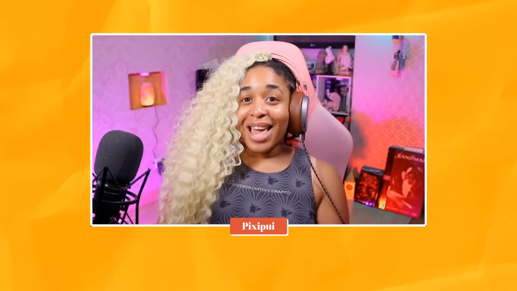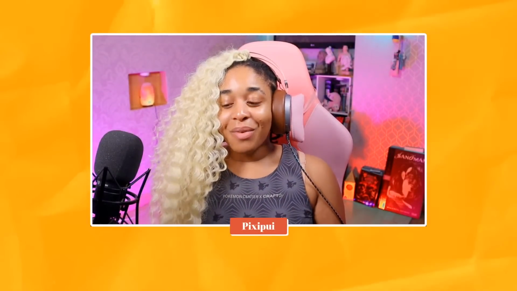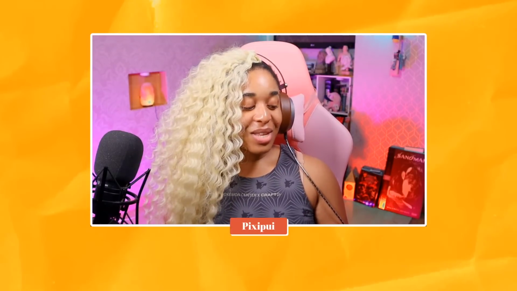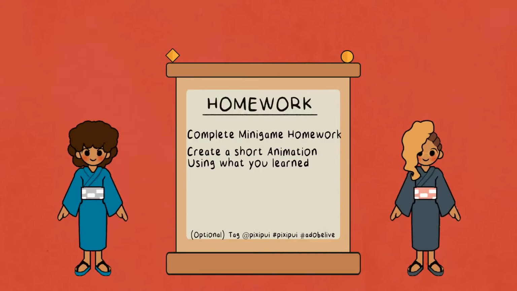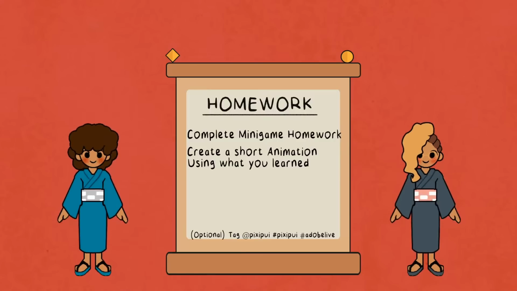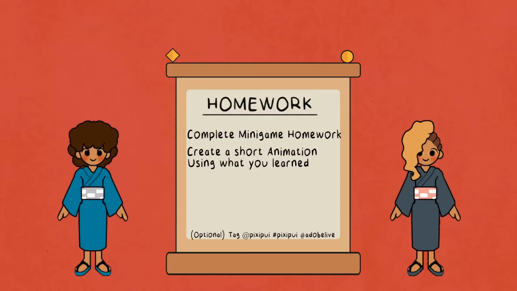But that is the end of episode 1 of Animating 101. So to close it out, conclusion. You do have your homework. Complete the minigame homework. That will let you know if you've got your information and your bits and bobs down. After that, create a short animation using what you learned with anything.